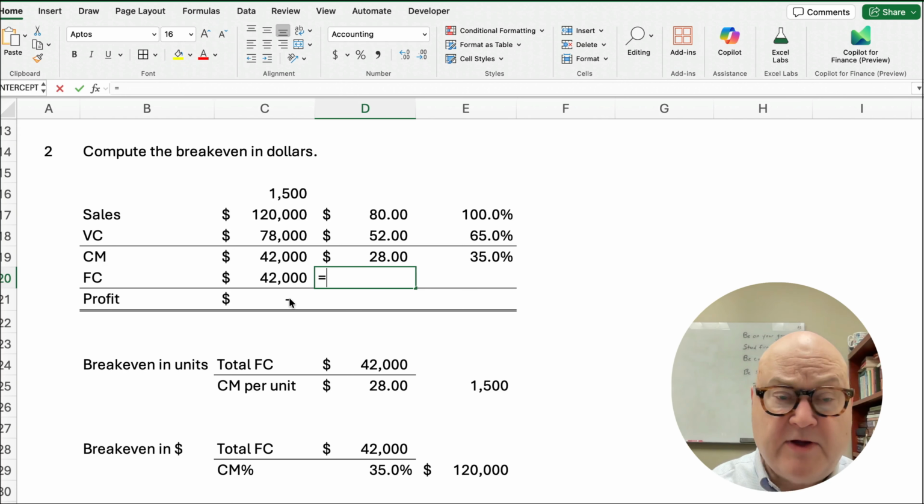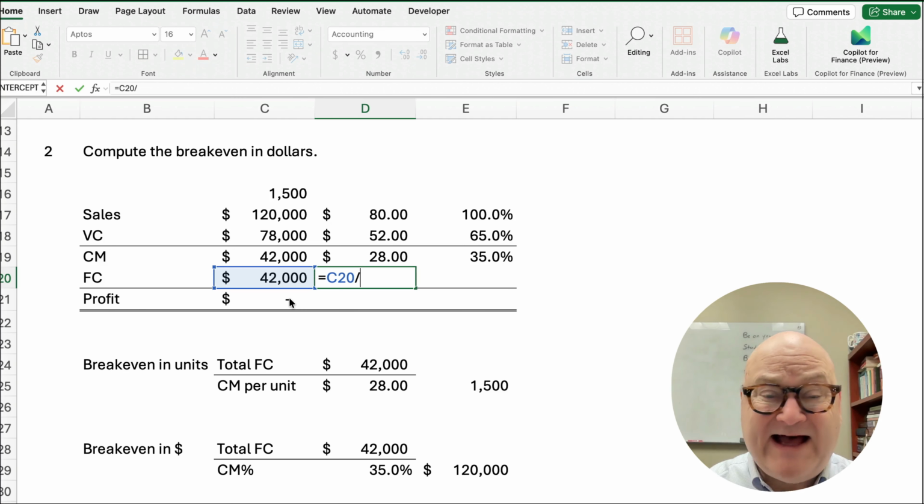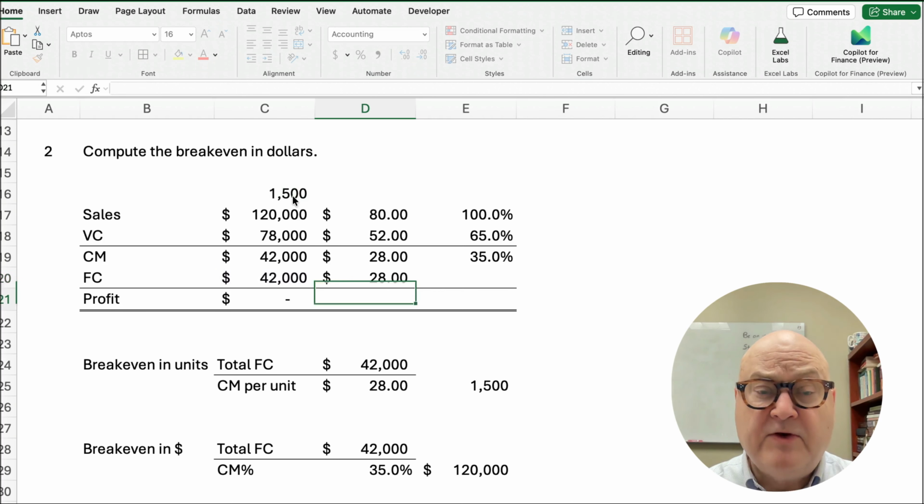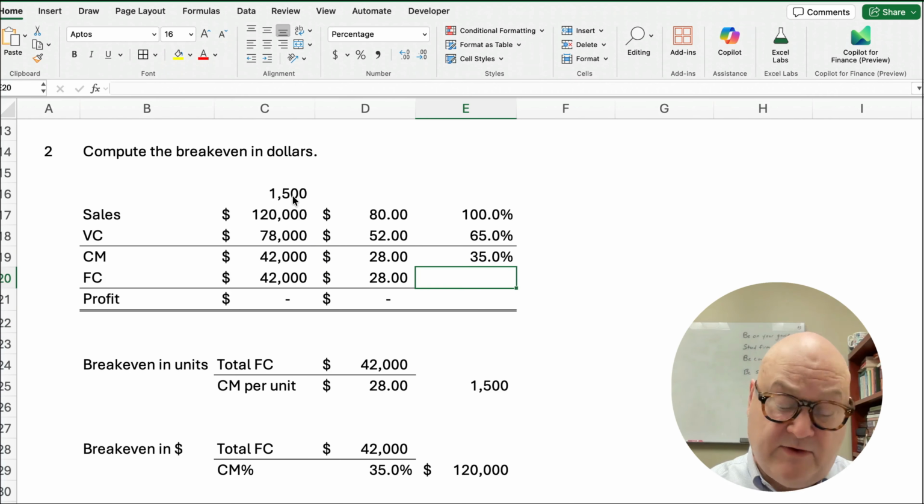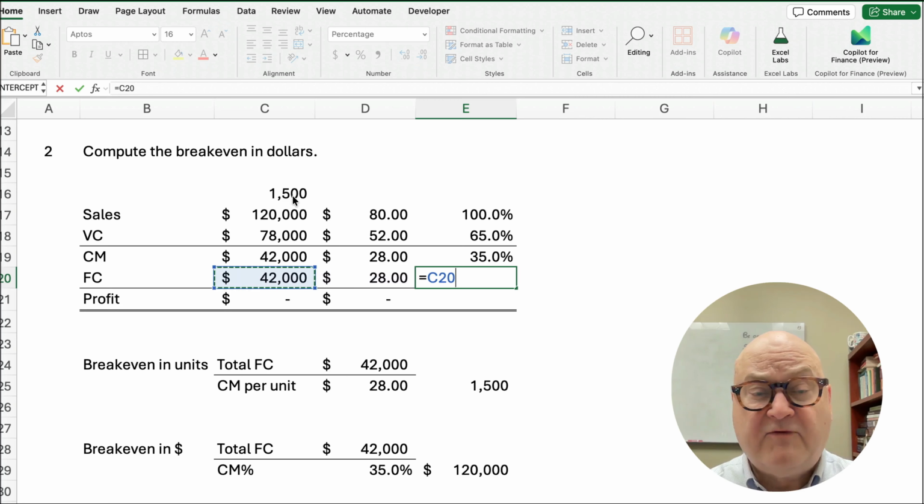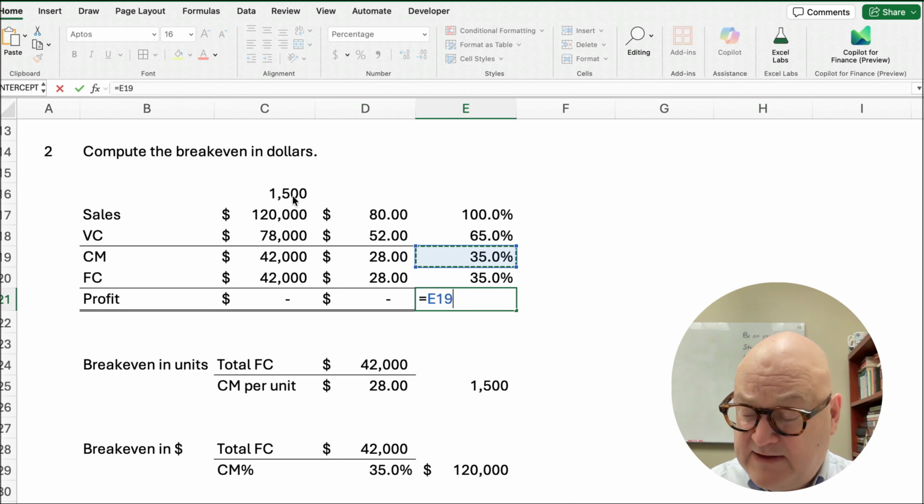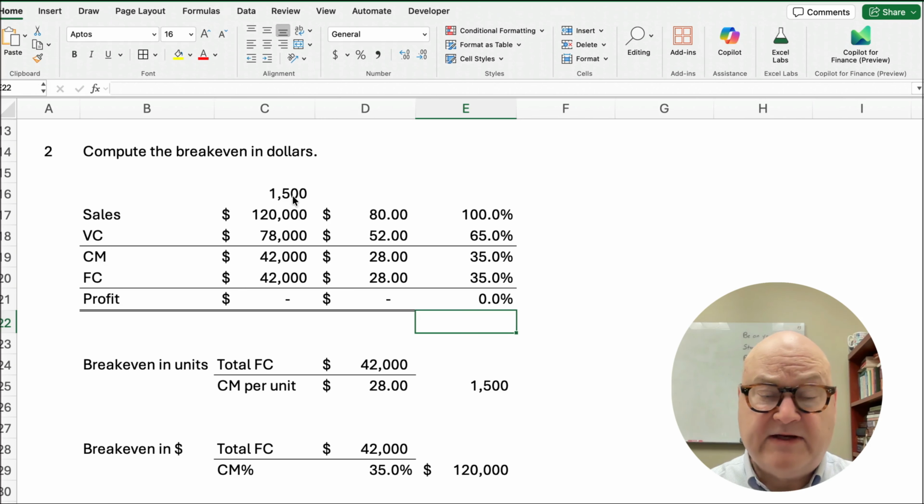And we can do the per unit, 42,000 divided by the 1,500. Always divide by the units if it says per unit. Well, 28 minus 28 is 0. We can do this as a percentage, so we can take 42,000 divided by the 120,000. That's 35%, and that's also 0% profit. Okay, not very exciting, but that's the basics of this problem.